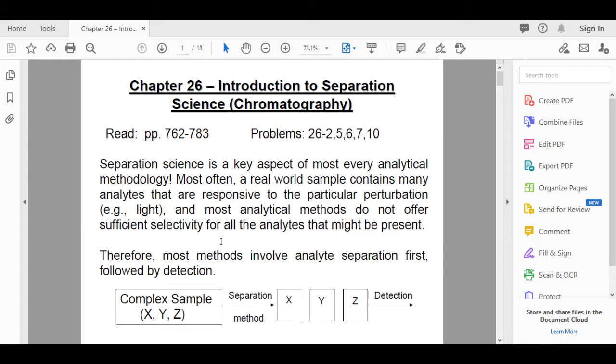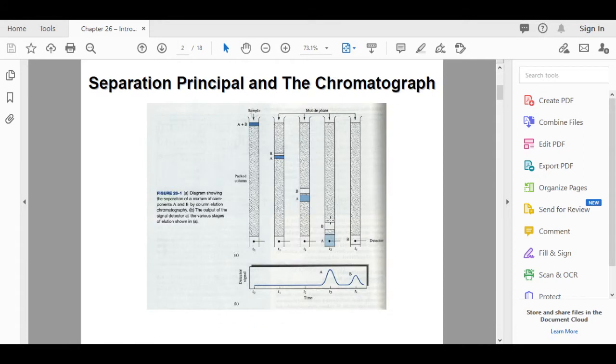So you can see this figure. The complex sample, we have taken a sample that is X, Y, Z. There is an incorporation of a separation method. X, Y and Z in different categories have been separated, and there is a detection of that particular sample. Next slide, we move on towards the separation principle and the chromatograph.